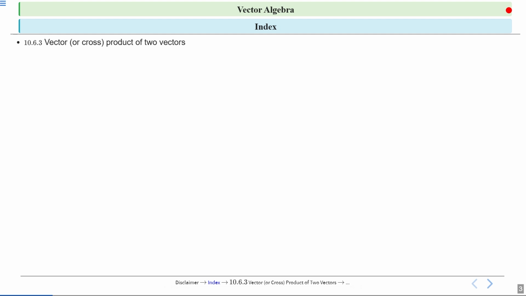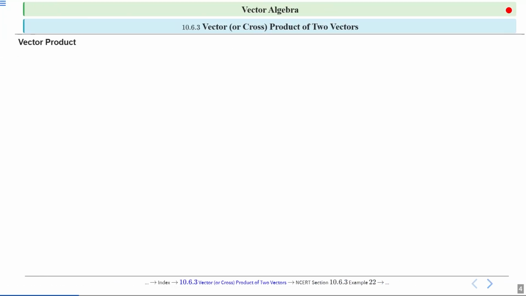So today we will study NCERT section 10.6.3, vector or cross product of two vectors, right? After that, we will look at examples 22 to 25. So let's start. The first is NCERT section 10.6.3, vector or cross product of two vectors. This operation helps us find a new vector that is perpendicular to two given vectors. Let's see how it's defined and what properties it has.